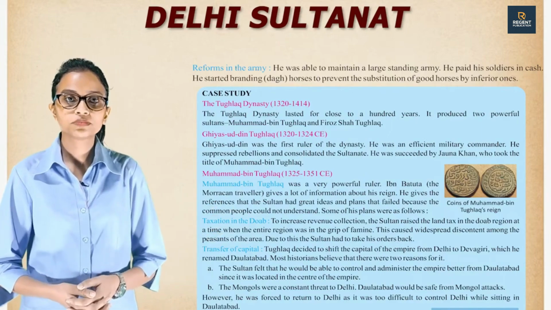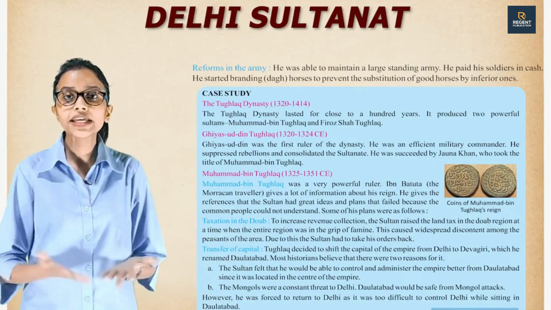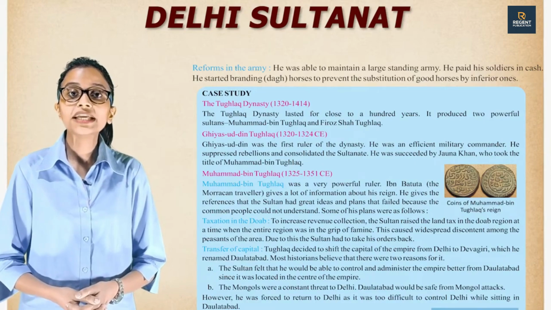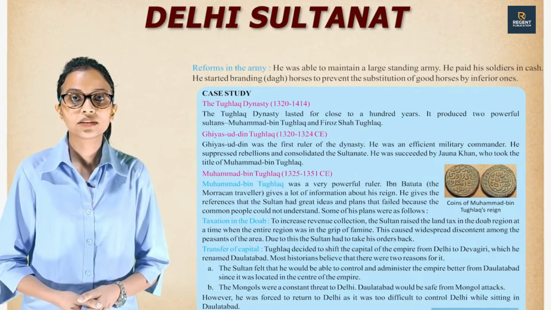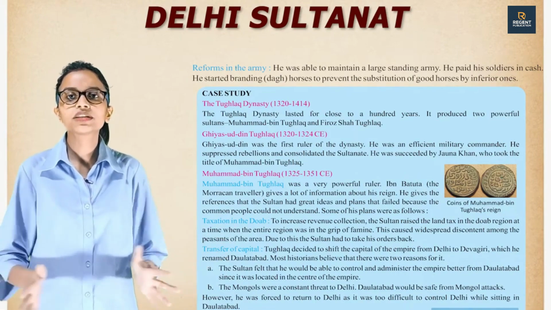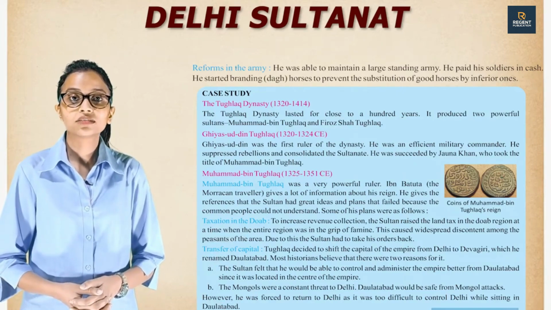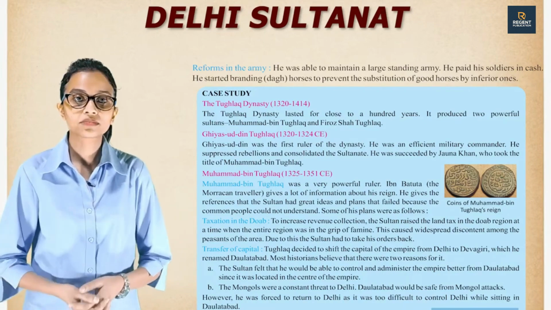Taxation in the Doab. To increase revenue collection, the Sultan raised the land tax in the Doab region at a time when the entire region was in the grip of famine. This caused widespread discontent among the peasants of the area. Due to this, the Sultan had to take his orders back.